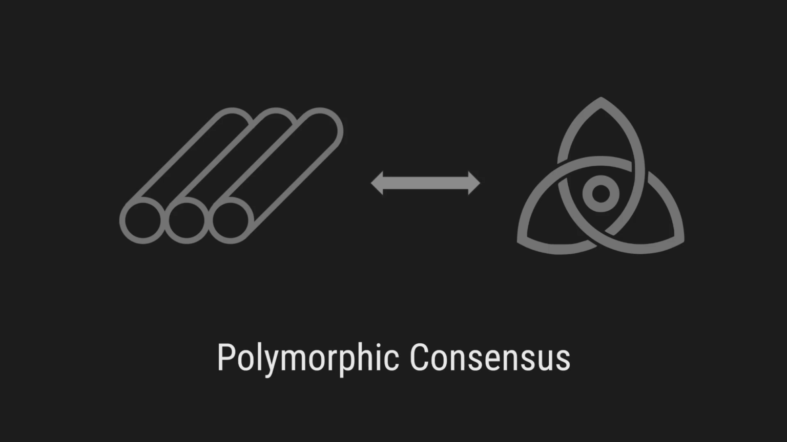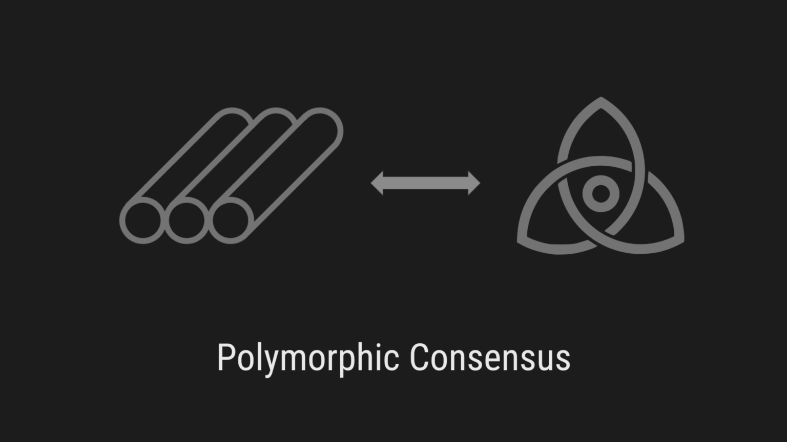Change consensus protocols on a running chain. This is polymorphic consensus. One chain, multiple consensus protocols. And in this video, you will see a demo of polymorphic consensus. We will change from a RAFT-like protocol to a Tendermint-like protocol through the governance process.